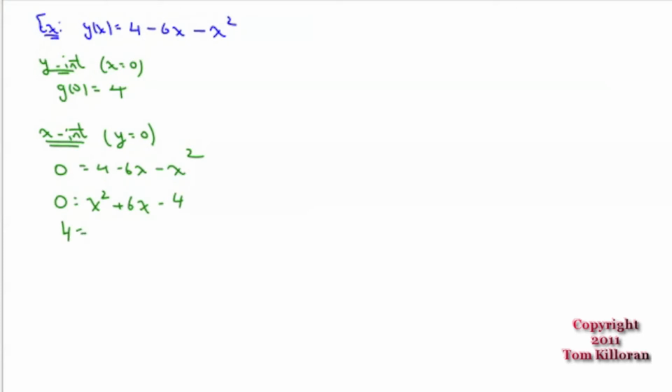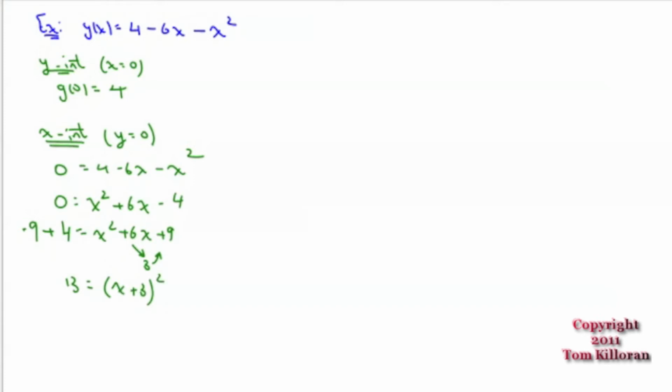So you get 4 equals x squared plus 6x. Then what? Half it. Half of 6 is 3. Square it, 9. Add 9 to both sides. So we get 13 is equal to x plus 3 all squared. And then how do you solve it?